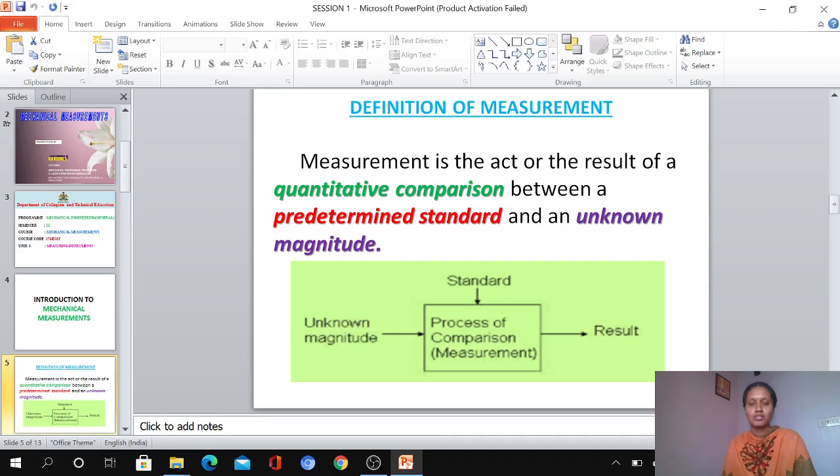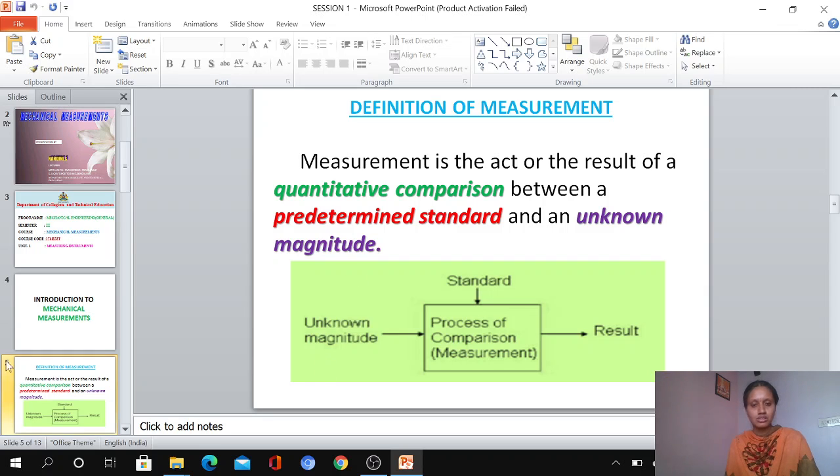First, what we mean by measurement? The definition of measurement says, the measurement is the act or the result of a quantitative comparison between a predetermined standard and an unknown magnitude. So it is a comparison. Which type of comparison? It is a quantitative comparison between a predetermined standard and an unknown magnitude.